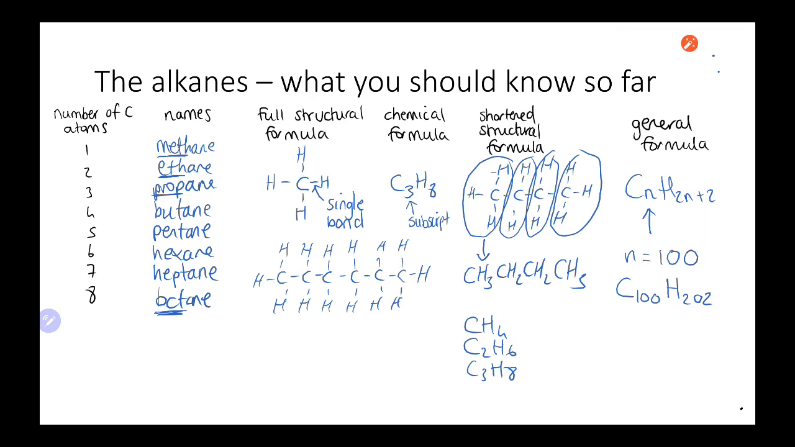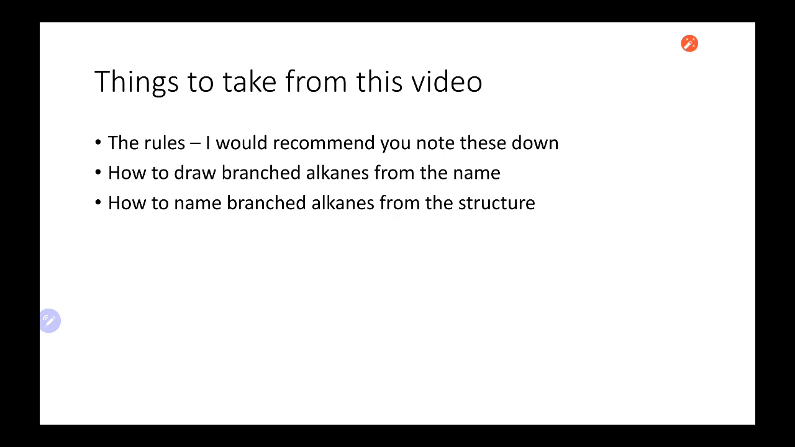Okay, so the next bit is a wee bit more complicated, but if you know the basic stuff, it should be okay, and it actually is one of the most straightforward things to be doing at National 5. So the things that I want you to take away from this video are the naming rules, okay? So very important that you do this step by step so that you don't do anything wrong. So the main kind of things that you should be able to do after this is draw branched alkanes.